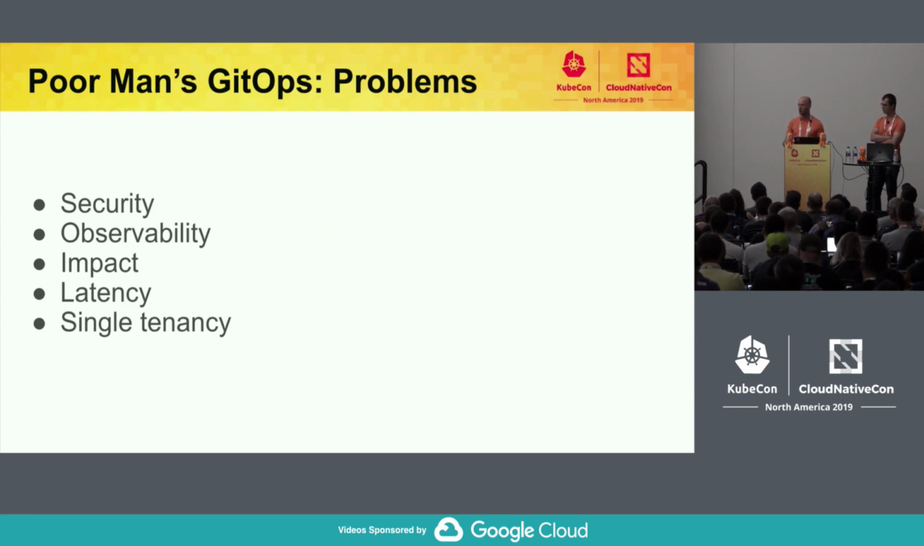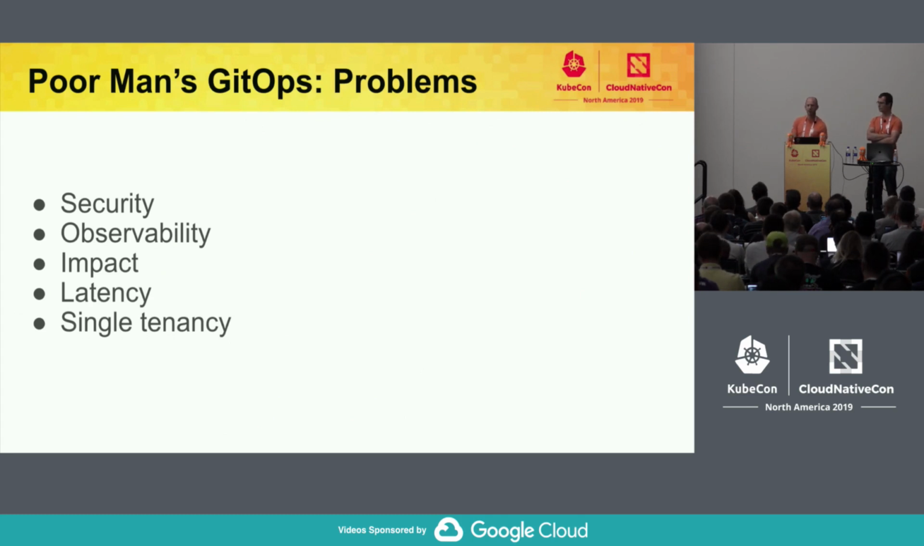Observability, so it's quite hard to know what's going on there. I don't know the difference between what's in Git and what's in my cluster. I don't know if that's going to work at all, if those manifests are going to validate, so there's none of that kind of features in there. It might have quite big impact, so I could easily make quite a big mistake using this tool.